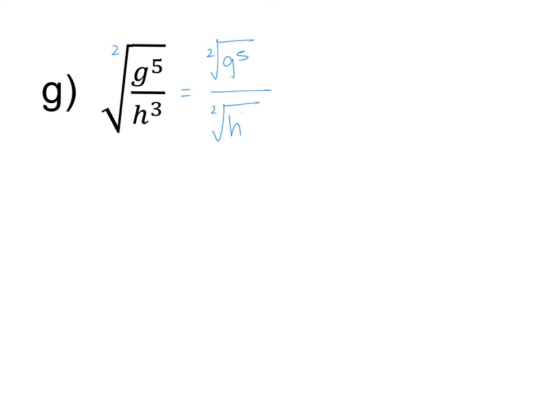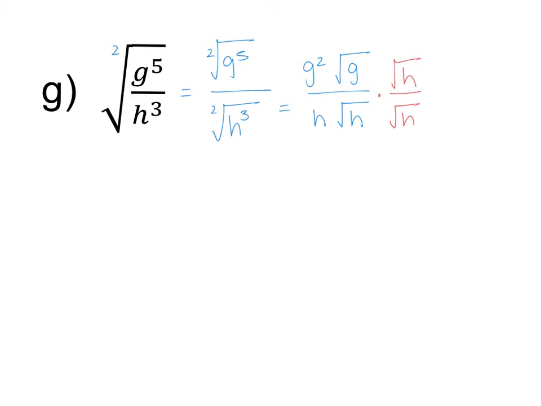So this ends up being, let's see, 2 goes into 5 twice, so G squared comes out. And then there's 1 G left over, so G to the first power is inside. This one, 2 goes into 3 1 time, so H to the first power comes out. But then I have 1 H left over, so square root of H is here. So if you have a square root of H in the denominator, you're going to need to rationalize by multiplying the top and bottom by that square root of H.